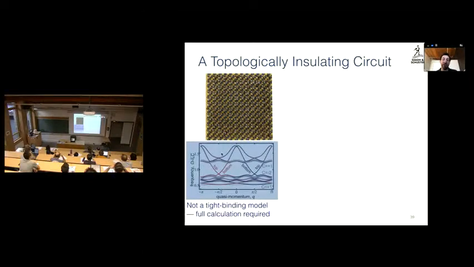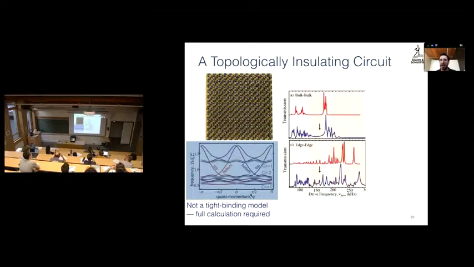Well, what we're going to do to understand this, if you wanted to do the math, is do a full calculation of the behavior of the circuit. I've written here that it's not a tight binding model, and that's another subtlety that if you want to ask about at the end, I can tell you about it. It's quite interesting, but it's not central to our understanding right now. So the basic idea is we take a network analyzer.